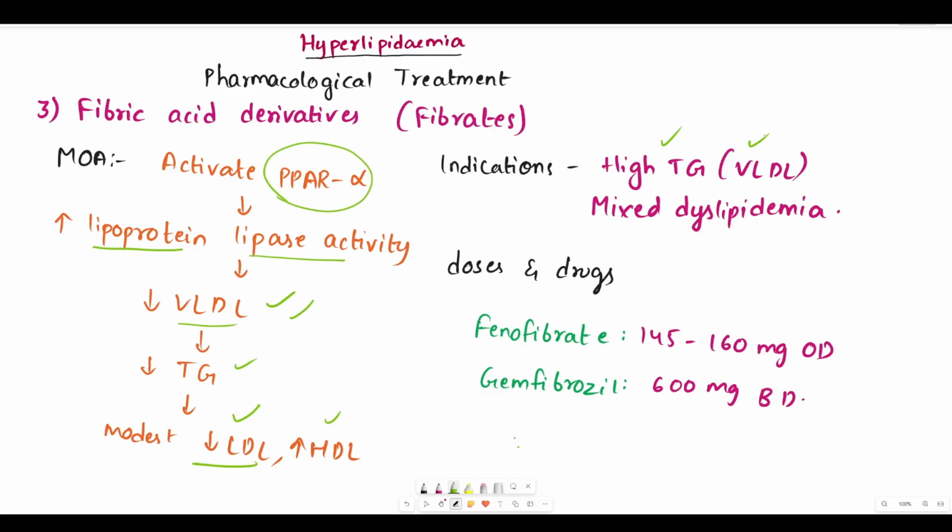Fibrates will be prescribed. This is also given in the mixed dyslipidemia condition, and when the statins alone are not enough to reduce the cholesterol, fibrates will be added to the treatment. Coming back to certain doses and drugs, fenofibrate 145 to 160 mg once in a day can be given. Gemfibrozil 600 mg twice in a day can be prescribed.